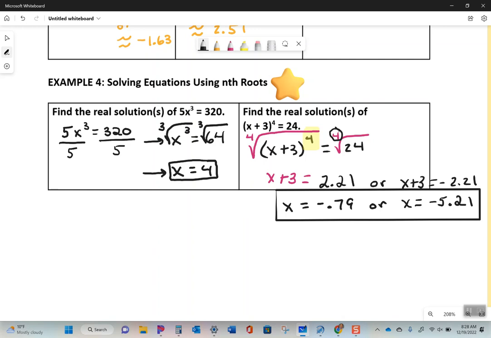Okay. So you've got to be careful. Again, if you ever see this even index up here, a positive value right in there, you got to understand that that fourth root of 24 could either be positive 2.21 or negative 2.21. Okay. Guys, what questions have you got on example 3 and 4 right now? You might need more time with those at this point.